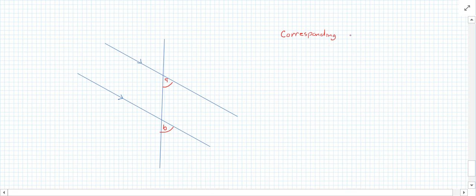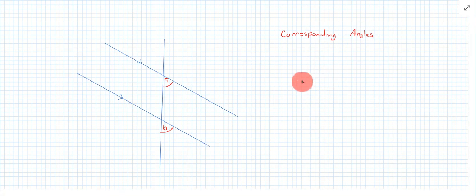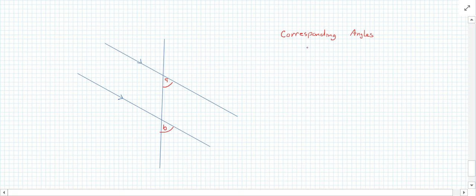Corresponding angles. And corresponding angles are actually equal to each other. So in this case, the angle A is going to be equal to the angle B. And a good way to recognize these corresponding angles is to look for an F, so you can see that, you look for an F.